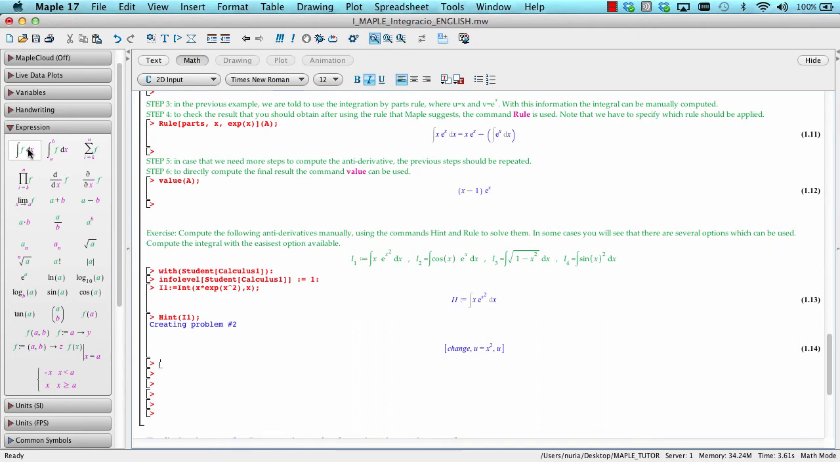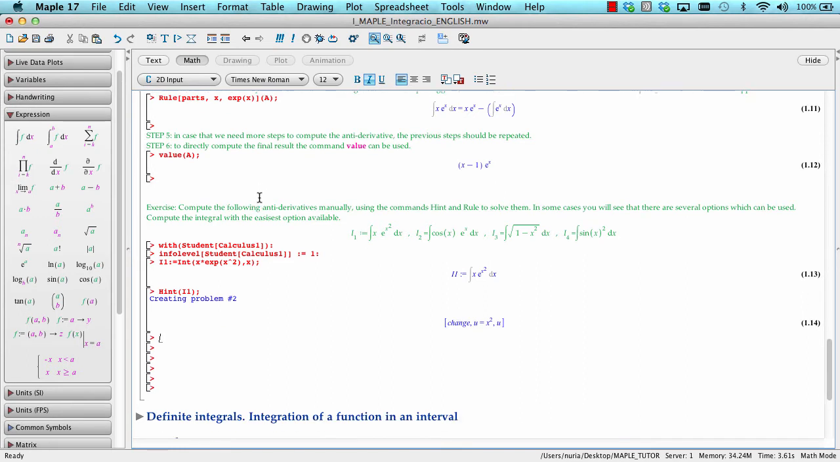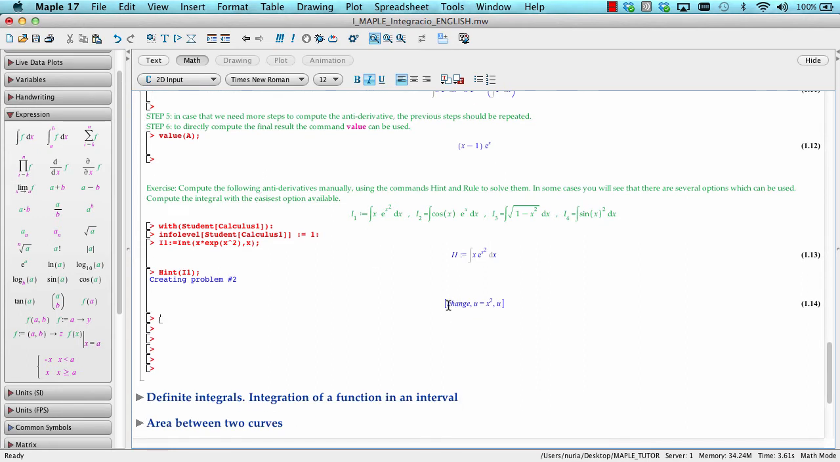And Maple tells us that we need a change of variables, but look at this. It does not only tell us that we need a change of variables, but it also suggests which change we should apply. So the change should be u equals x squared. Now we would do this by hand and then check if we have it right by applying this rule to the integral I1.